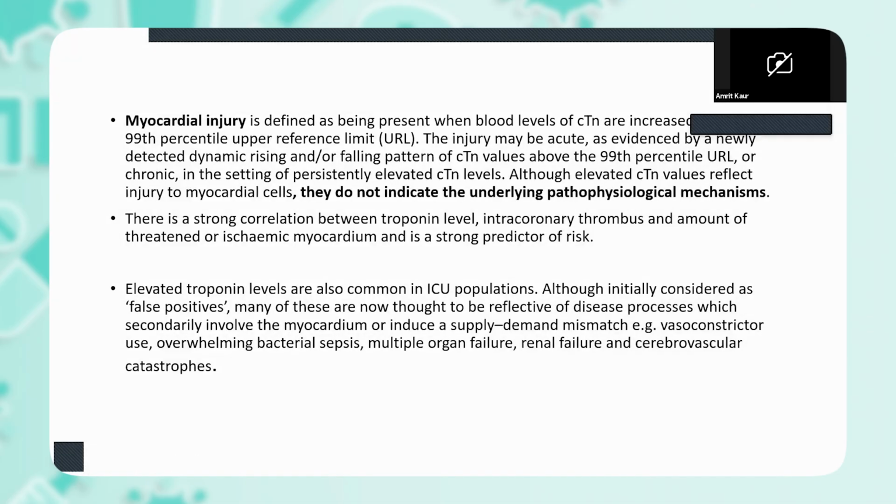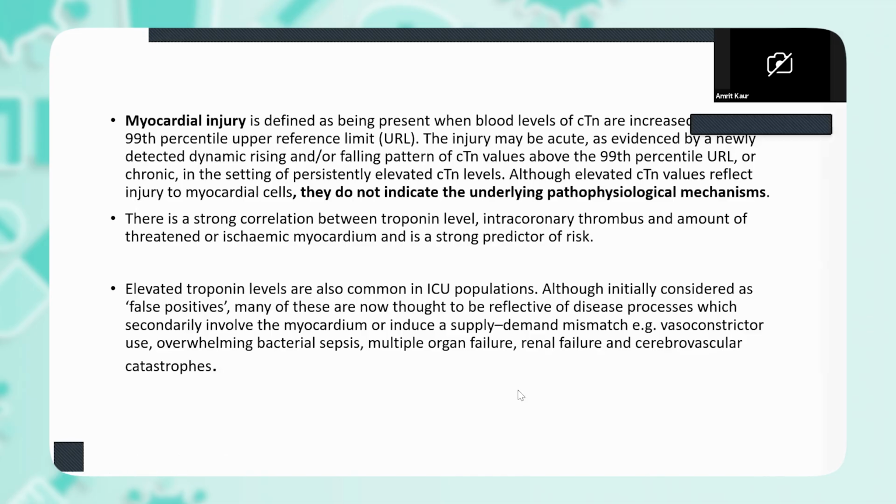What is written in this crowded slide is that your troponins and your CKMB levels basically tell that there is a myocardial injury, but they do not tell you the underlying pathophysiological mechanism. Troponin elevation wouldn't directly mean that the patient has MI. There could be n number of reasons why troponin could be increased. It just signifies that there is a myocardial injury. Also, the higher your level of troponin in a patient of MI, the higher the chances that the thrombus is bigger, and the ischemic or threatened myocardium is also bigger. So it is a very strong predictor of risk.